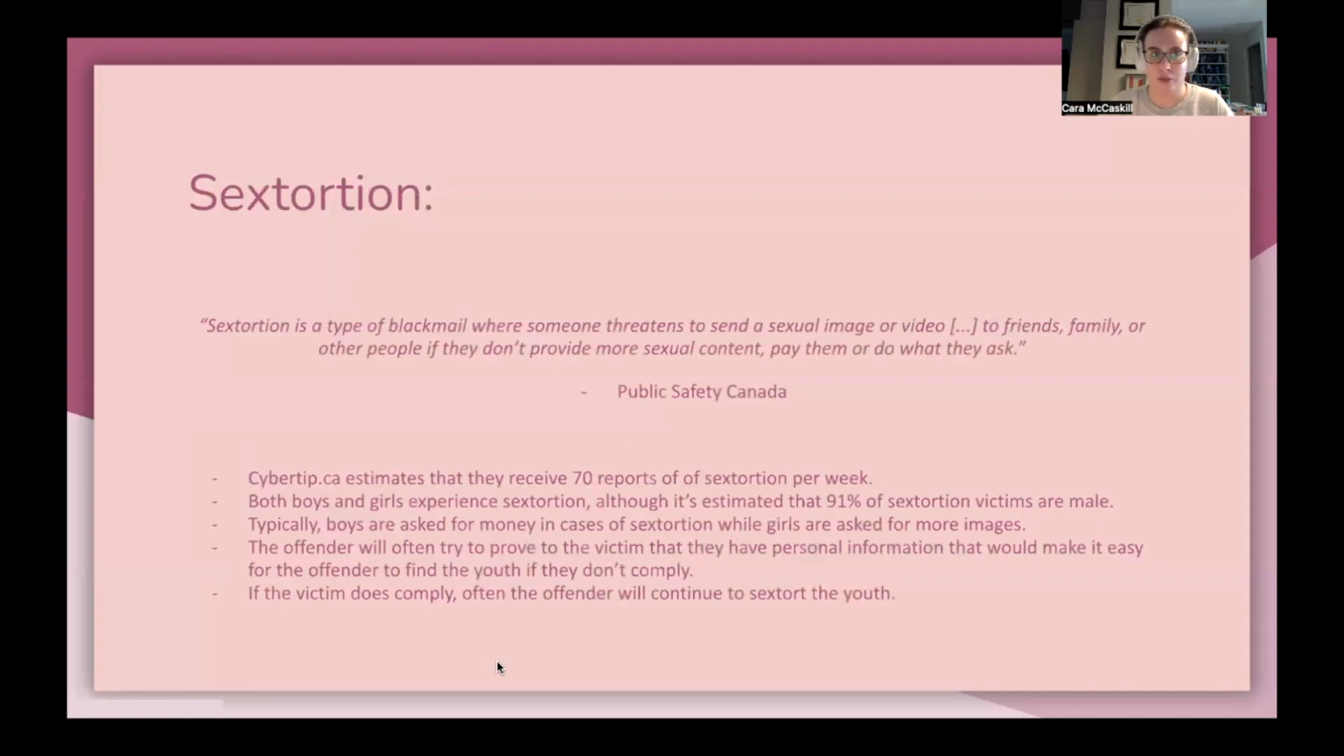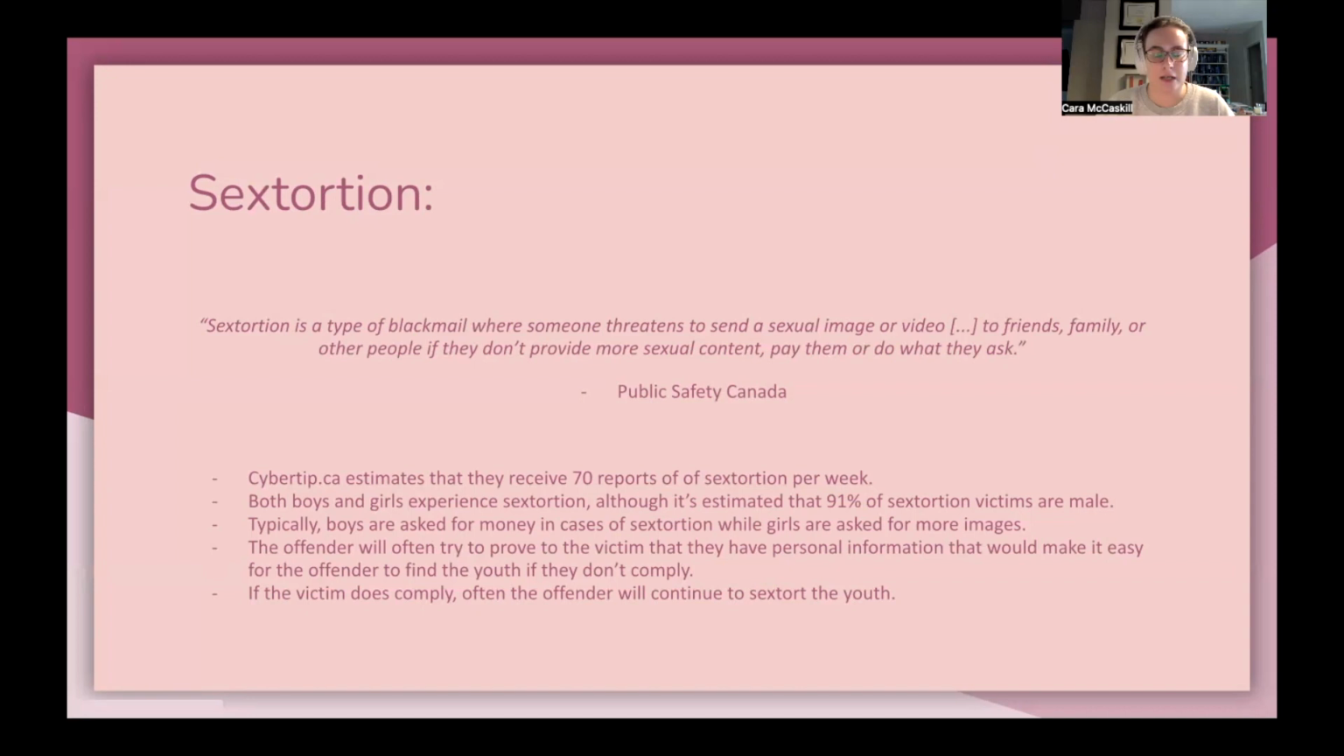And grooming, as you may have been thinking as I was talking about that, can often lead to situations of sextortion. Public Safety Canada defines sextortion as a type of blackmail where someone threatens to send a sexual image or video to friends, family, or other people if the victim doesn't provide more sexual content, pay the perpetrator, or do what the perpetrator asks.